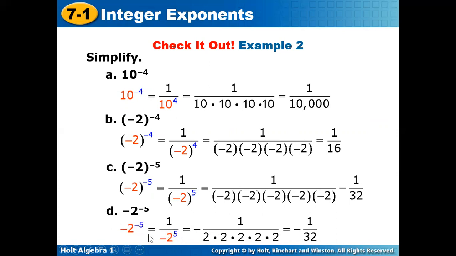And this again, once again, your base is positive because it's not in parentheses. And you end up 2 times 2 times 2 times 2 times 2. And then it's all negative because the negative comes in after.